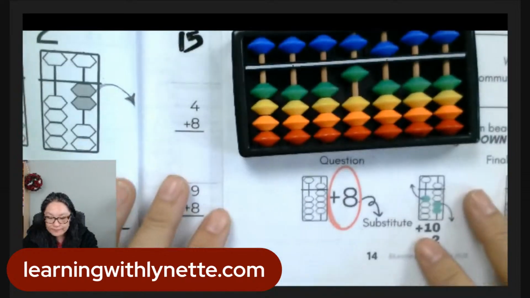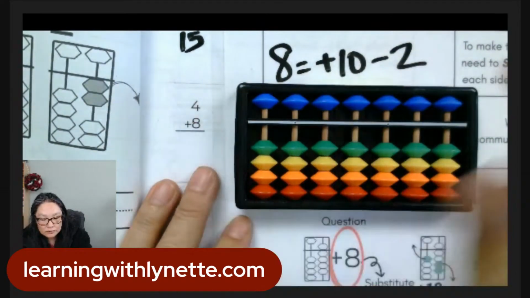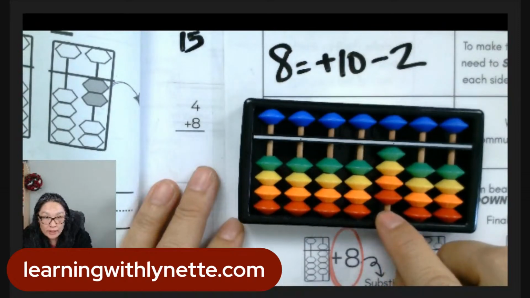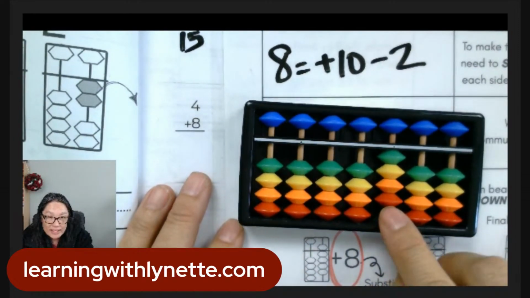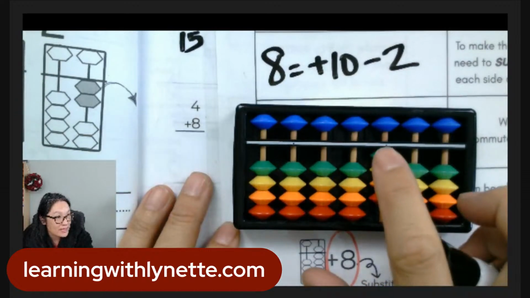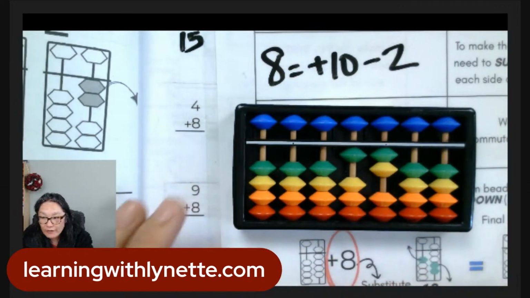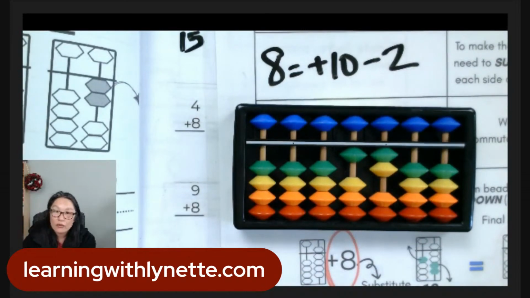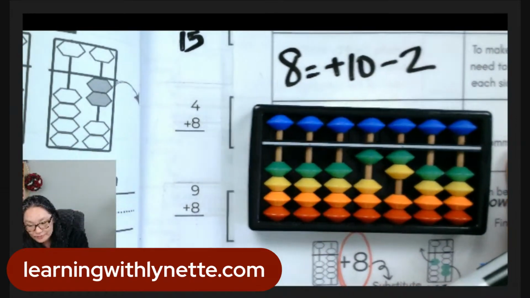So we can do it again. We have 4. I add the 8. When we add 8, we don't have enough beads to add the 8. So we have to plus the 10 minus the 2. And my final answer is 12.